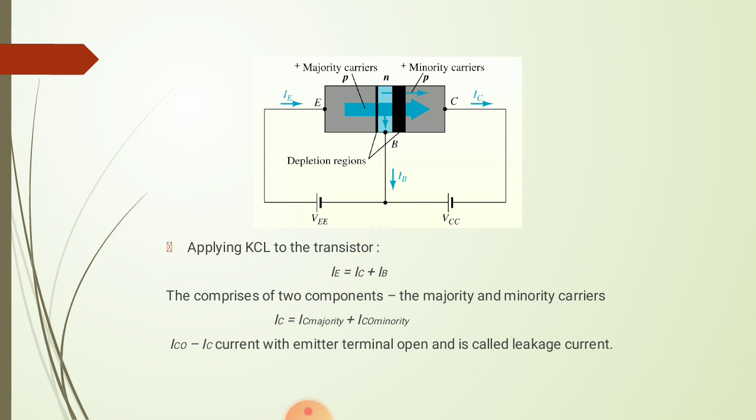The collector current comprises two components, the majority and minority carriers. IC is equal to IC majority plus ICO minority. ICO is the IC current with the emitter terminal open, and it is called the leakage current.